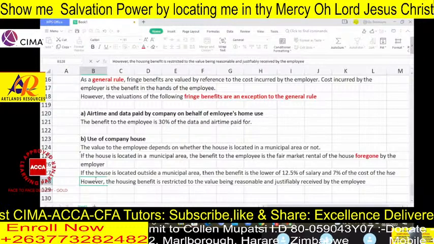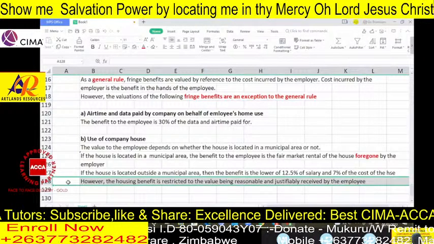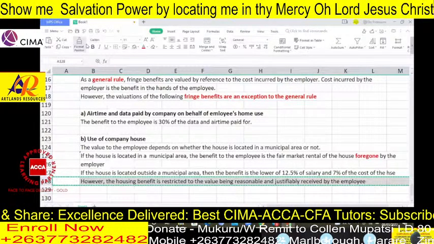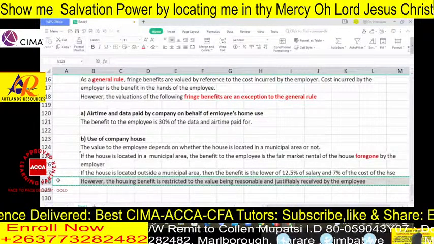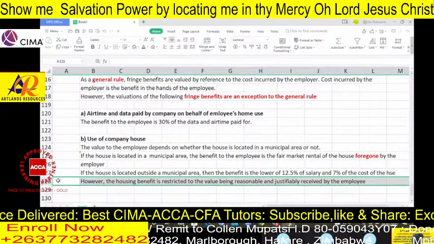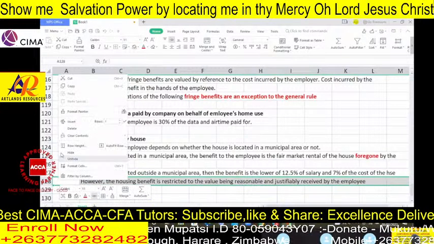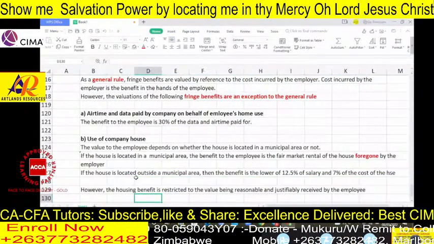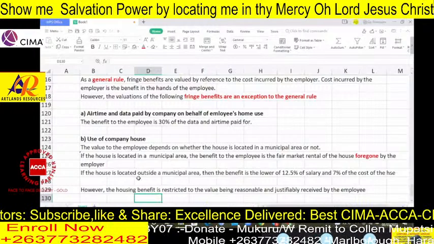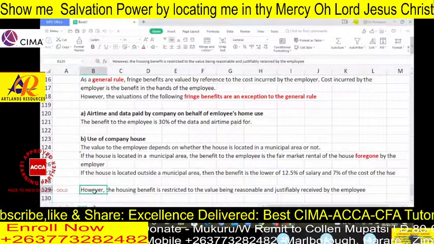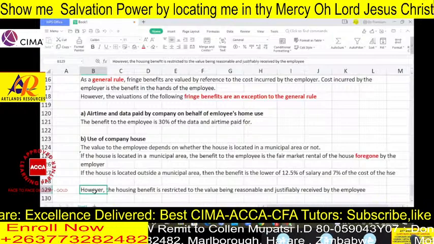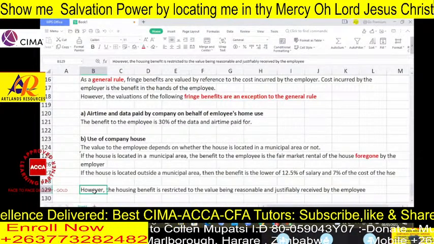So notice I am typing this section B of your exam. It's section B of your exam. It's 70 marks of typing. So don't say when will you teach us typing, as if you are seeing me writing with a pen. This is how you type your answers as well. So I am actually killing two birds with one stone with what I am doing here.